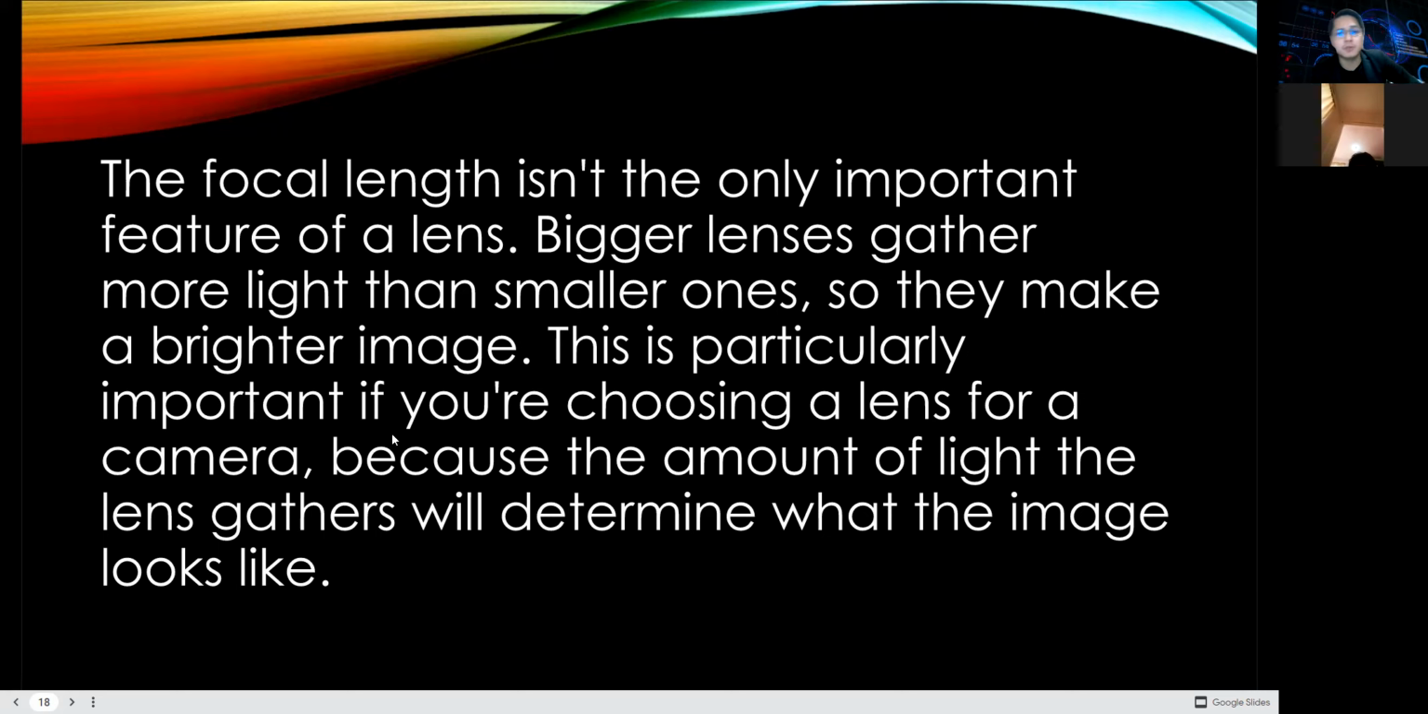And photography is more on light, right? If there is no light, there is no photography at all, because images are based on the captured light, right? It will determine what the image looks like.